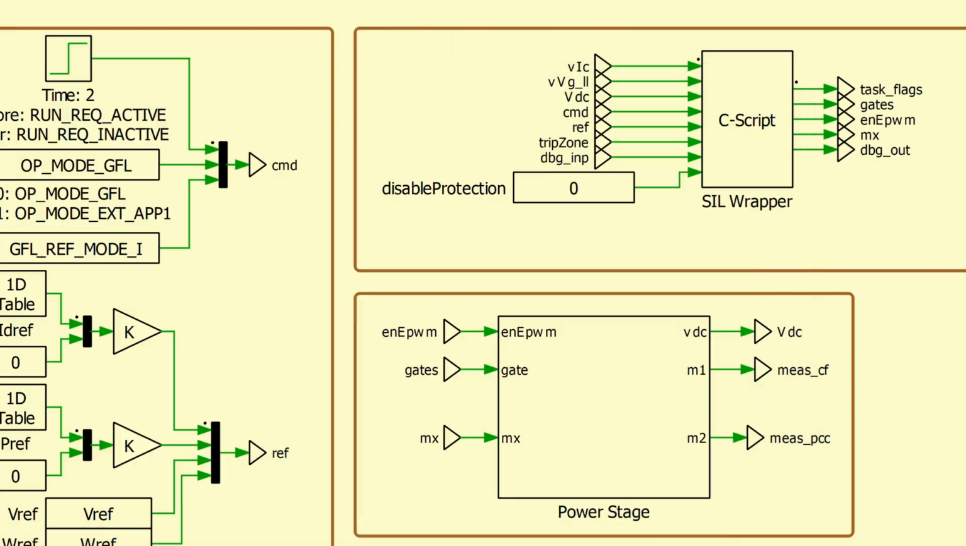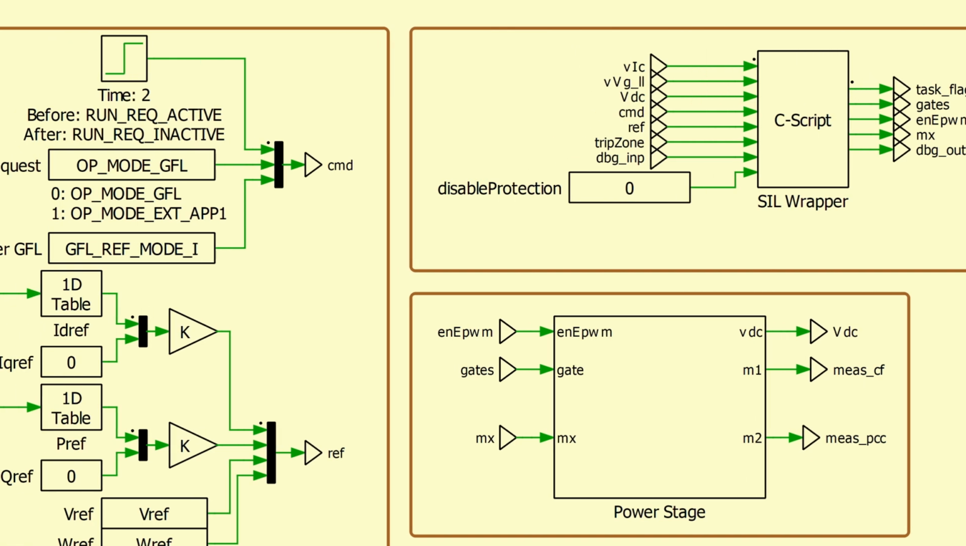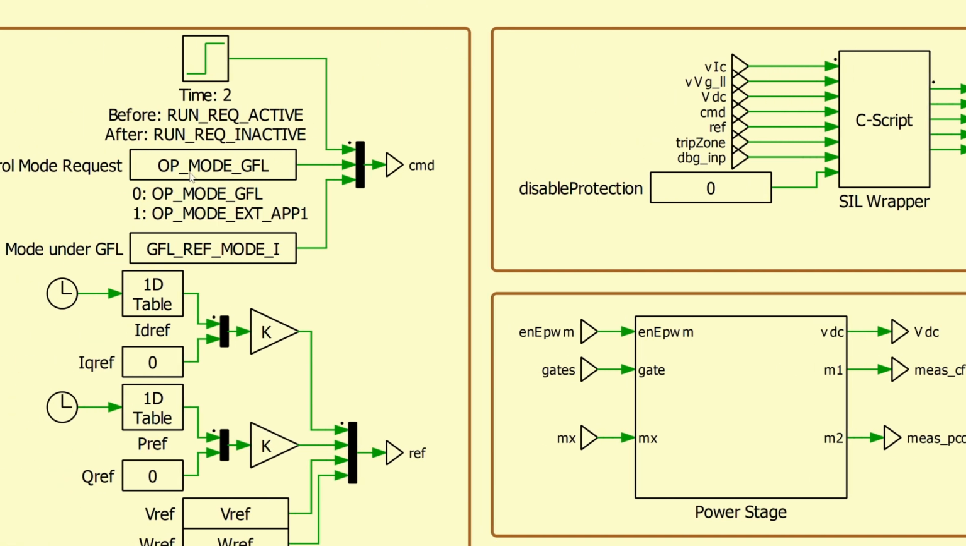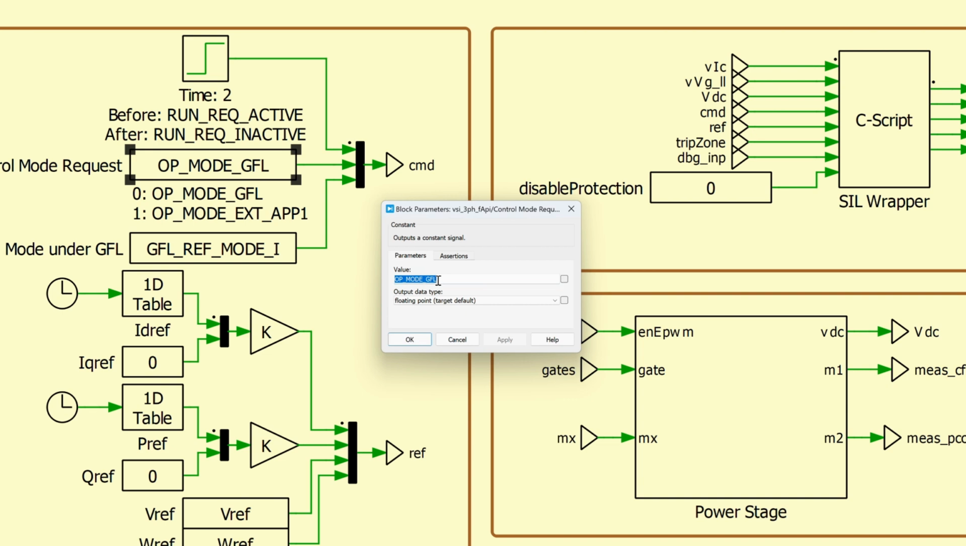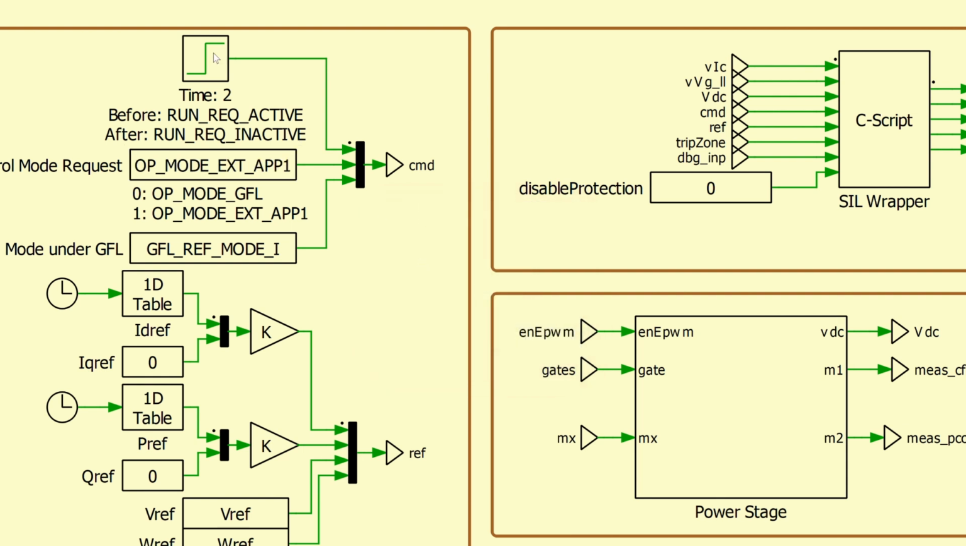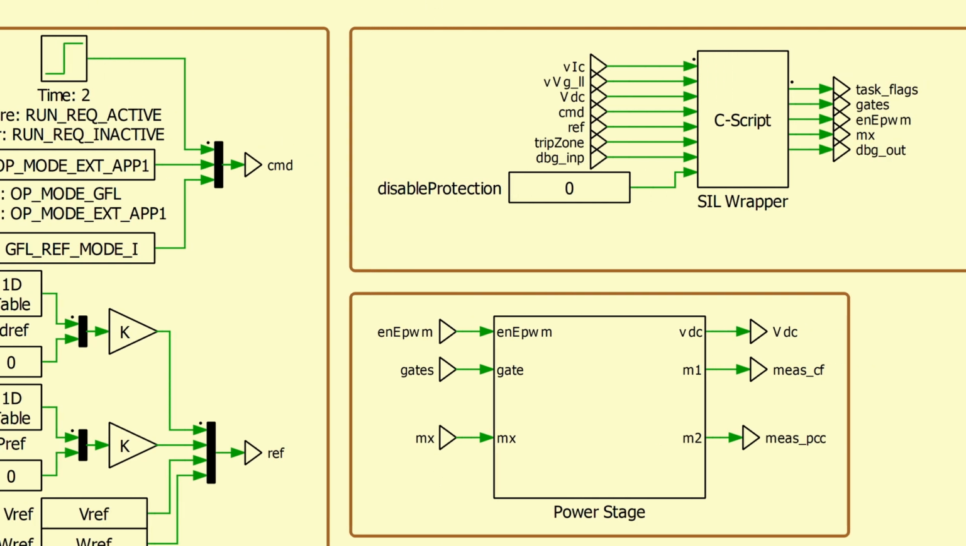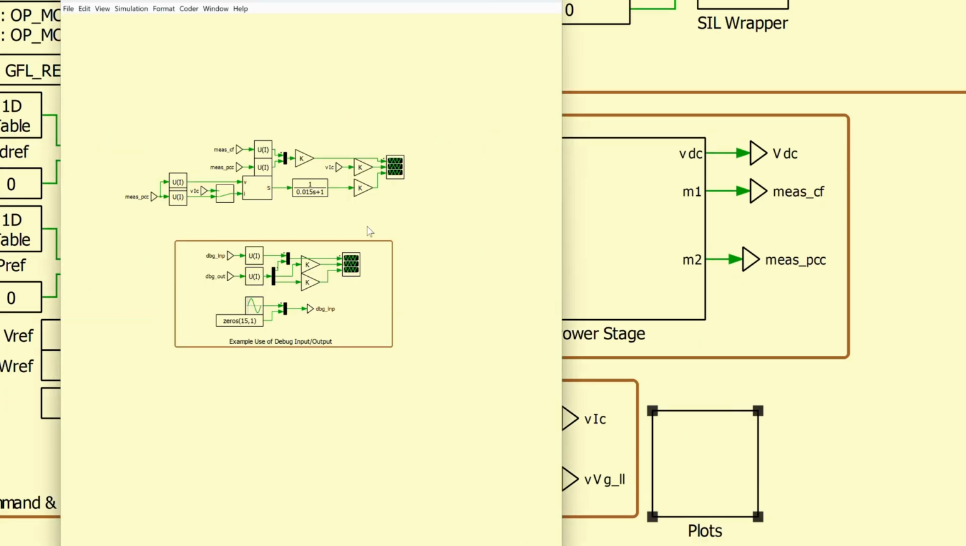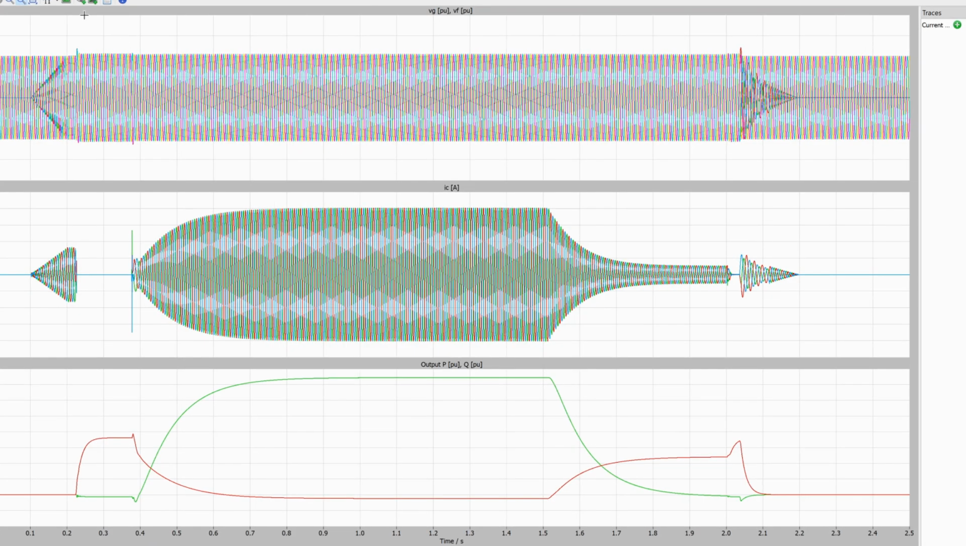If we go into the Plex model, select the mode of external app 1, and start the simulation. Then we look into the operating inverter. This waveform shows a successful operation of the inverter with the external application code.